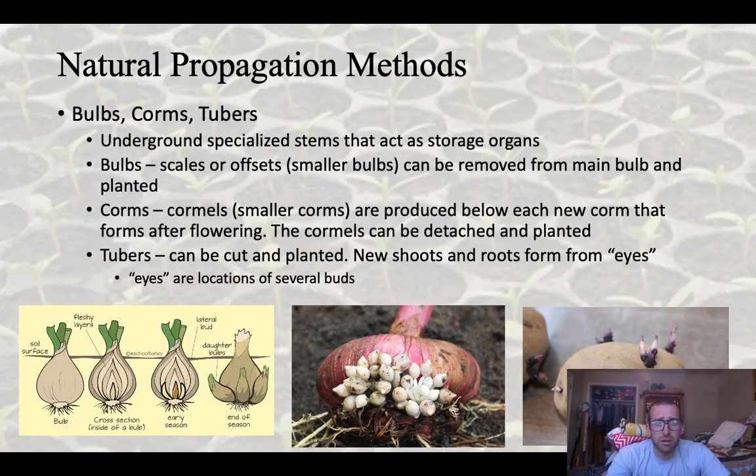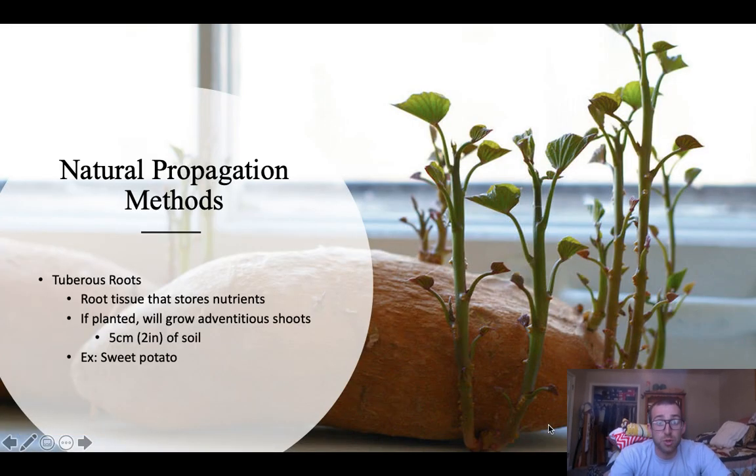Besides our tubers, which are actually stems, we have tuberous roots, right? Think of our sweet potato. And again, this is root tissue that is storing nutrients. But if you plant this, it will grow adventitious shoots, and you will start developing new roots as well. So examples are sweet potato.